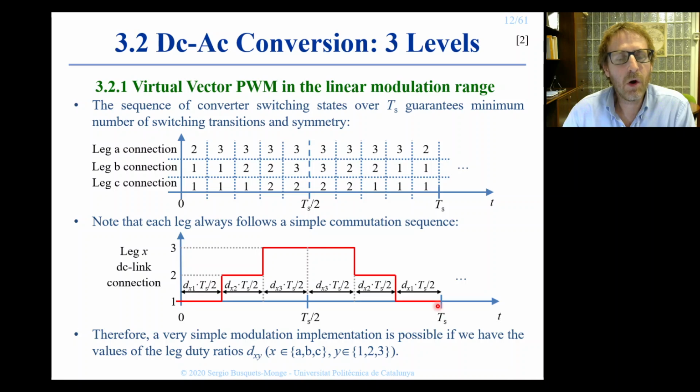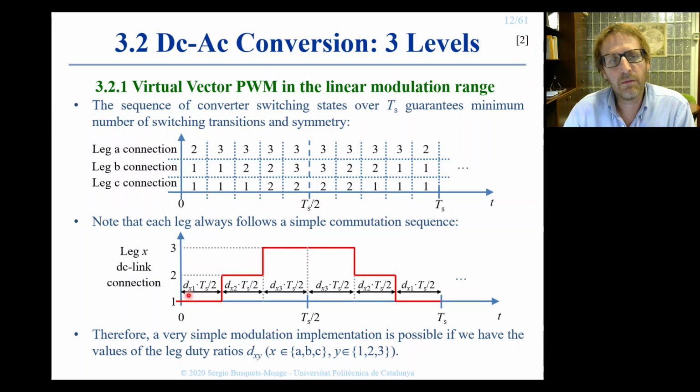By noting this, we realize that a very simple implementation of this modulation strategy could be achieved by simply forcing this pattern for each leg and knowing the duty cycles of connection of each leg to each DC link point.